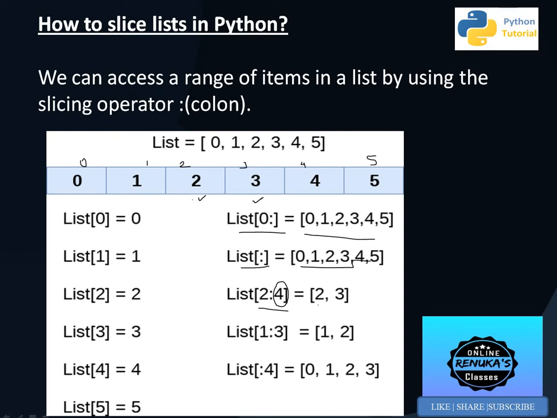Then [1:3] means starting from 1 to 2, not 3. The upper limit is not included, so the elements are 1 and 2. Then with no starting index, ending at 4, means till 3 we want. So 0 1 2 and 3. Always remember the upper limit is not included, one less than the upper limit of that index will be included. So this is how slicing works.